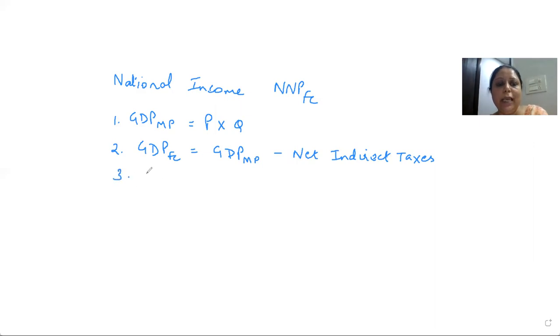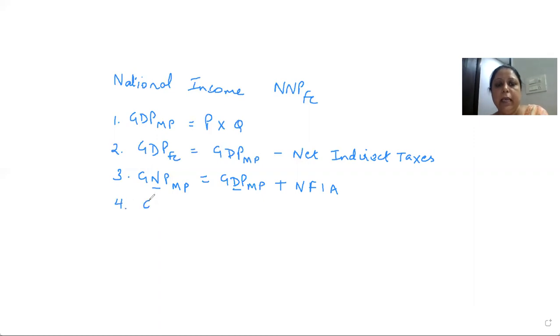Coming on to GNP at MP. Now, if we have to calculate GNP at MP from GDP at MP, simple is from domestic, we have to come to national. So for that, basically, we are going to add net factor income from abroad. That is popularly known as NFIA. Now, if it is in minus, we will minus it. And if it is plus, then we will plus it. So net factor income from abroad. Basically, if net factor income to abroad is there, then definitely we are going to minus it.